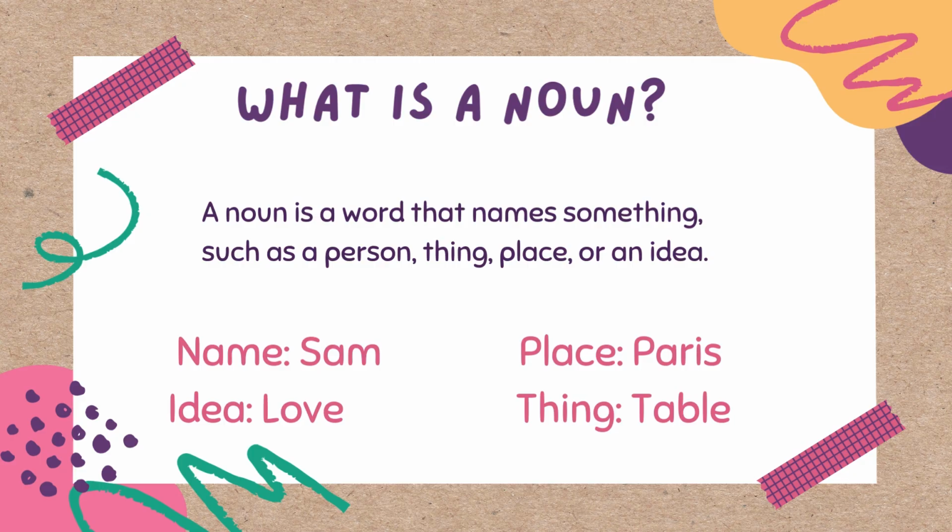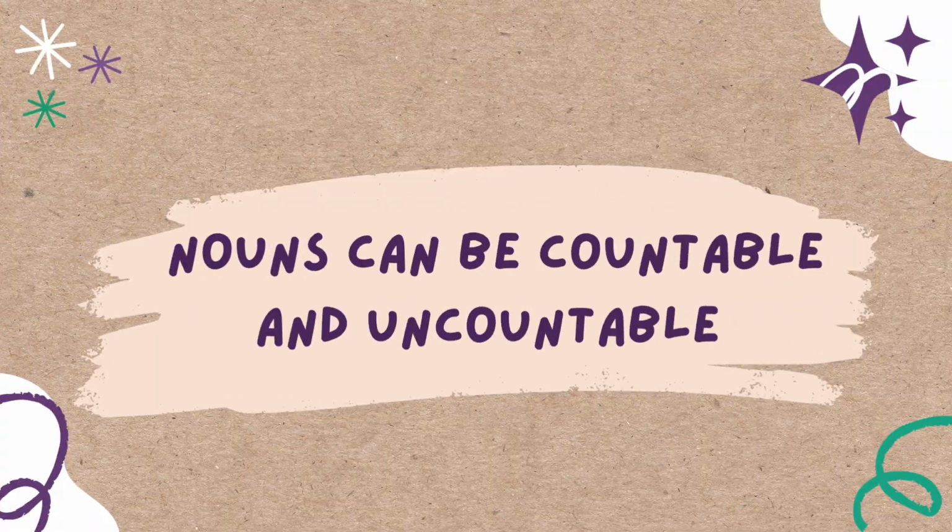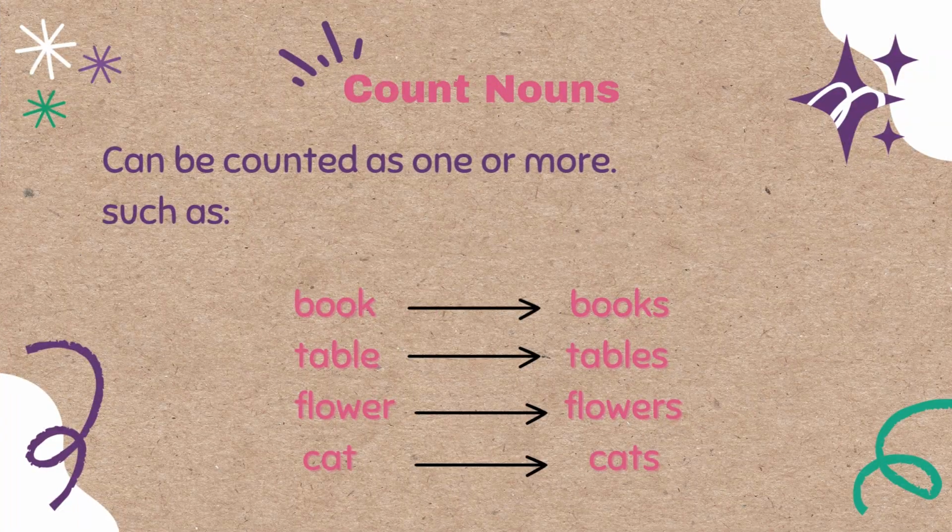First, we need to know what is a noun. A noun is a word that names something, such as a person, thing, place, or an idea. An example of a name is Sam, place, Paris, idea, love, thing, table. And so we know that nouns can be countable and uncountable. Let's explore what this means.